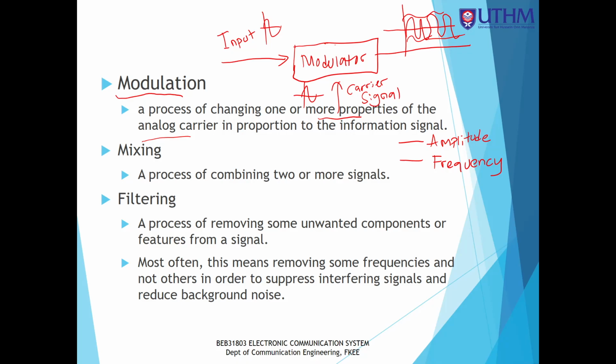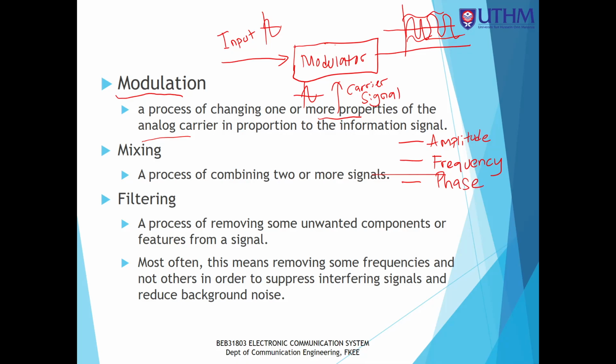So these are the properties of the carrier. Sifat-sifat carrier yang akan berubah. Ada tiga yang kamu akan pelajari. There are three properties of the carrier that change during the modulation process. So the properties involved are amplitude, frequency, and also the phase, fasa.